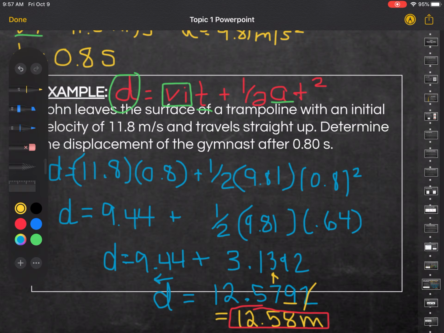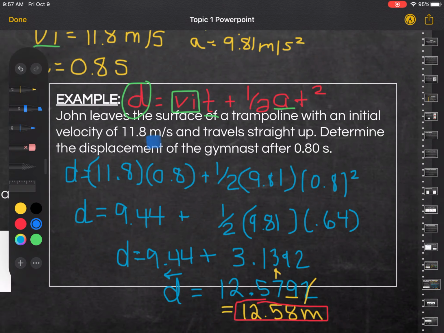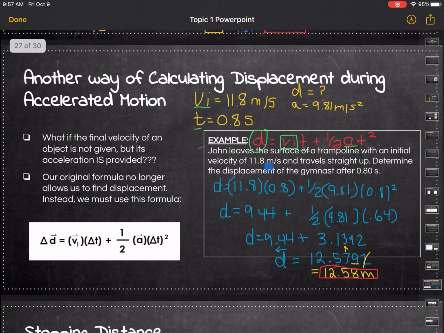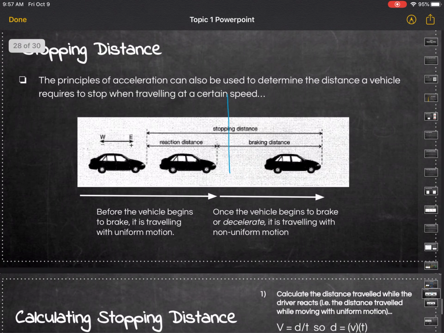Why is it in meters and not kilometers? Well, I look back at the question. It's got meters per second, so we know our answer is in meters. Okay? So that's how we calculate that, using that formula.